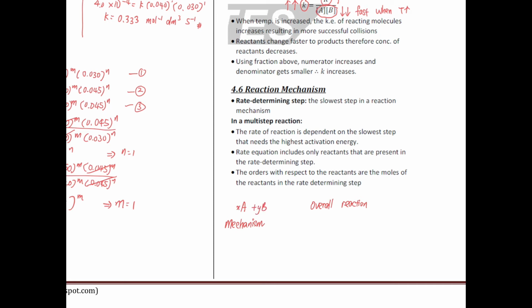XA plus YB become PC plus QD. So this is the overall reaction. In this overall reaction, you can see there are two reactants and two products. So the rate equation is not affected by the X and the Y here, because this is the overall reaction.